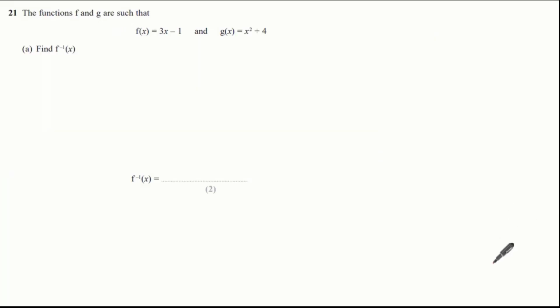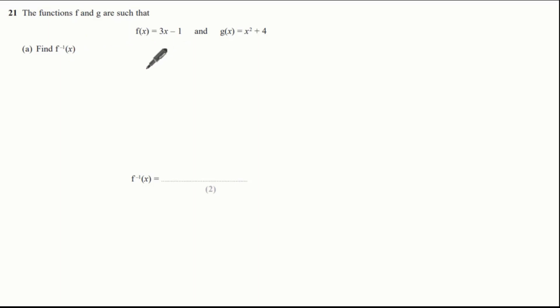Now let's have a look at question 21. The functions f and g are such that f of x is equal to 3x minus 1 and g of x is equal to x squared plus 4. We're asked to find f inverse of x. Now this means we're asked to find the inverse of the function f of x.